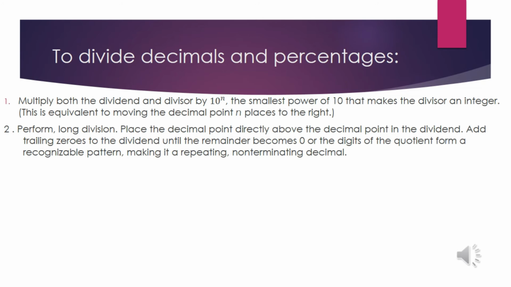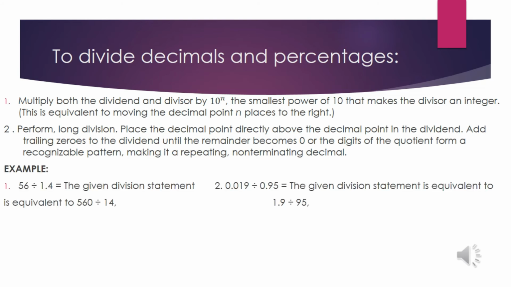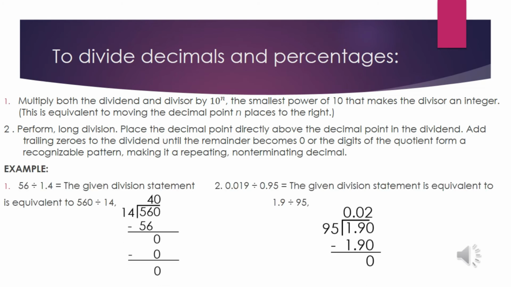So we have the examples below. Number 1, 56 divided by 1.4. The given division statement is equivalent to 560 divided by 14. And in the second example, 0.019 divided by 0.95, the given division statement is equivalent to 1.9 divided by 95.